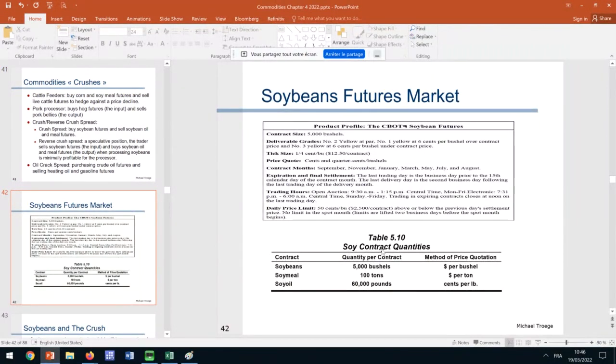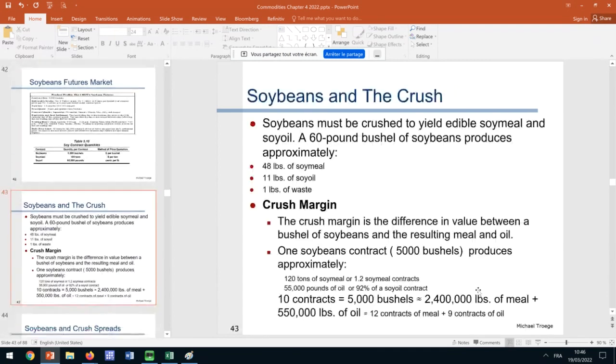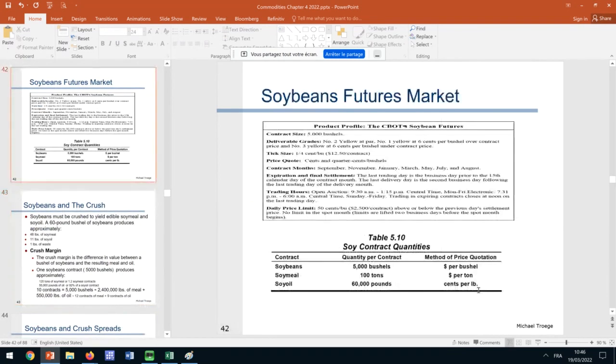So the problem here is to find the right quantities. Soybeans are in bushels as usual, soy meal is in tons, and for soy oil, one contract is 60,000 pounds. And the prices are all in different price notations: dollars per bushel, dollars per ton, cents per pound. Now, what is the production relationship?